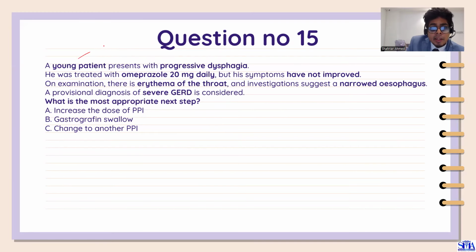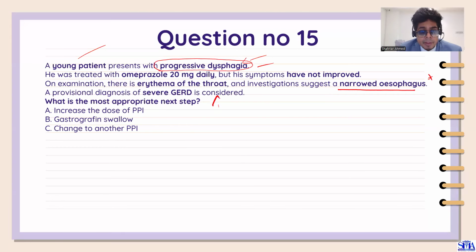Next question. A young patient with progressive dysphagia. If I ask you this word, progressive dysphagia, is it fast or slow dysphagia? Gradual, like moderate. He was treated with omeprazole and the symptoms didn't improve. On examination, there is erythema of the throat, and investigation suggests a narrow esophagus. Now that's a good finding. A provisional diagnosis is severe, okay, they already mentioned. What is the most appropriate step? So a GERD related complication it can be.